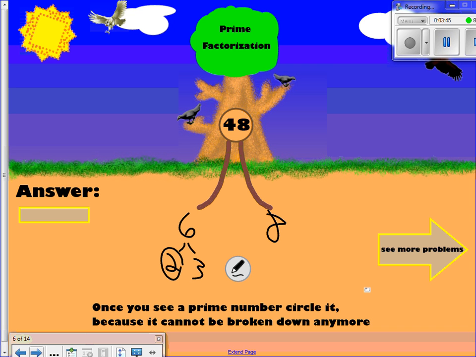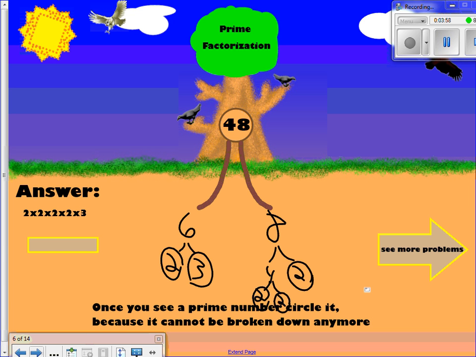Well, 2 is prime, 3 is prime. With 8, let's go 4 and 2. 2 is prime. Can we break 4 apart? We can. 2 and 2. So our answer should read 2 times 2 times 2 times 2 times 3. Let's do another one.